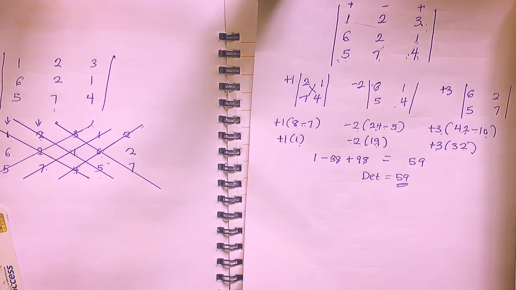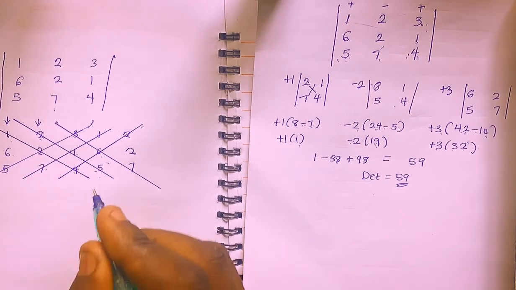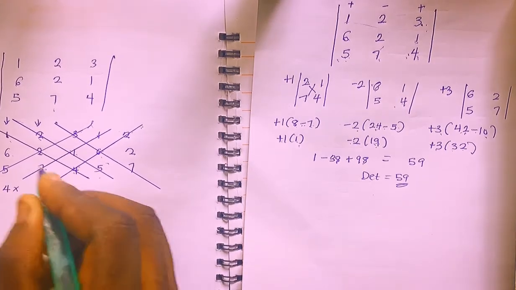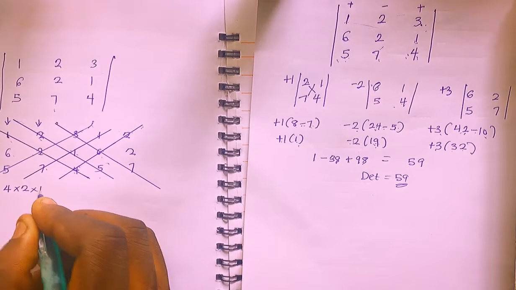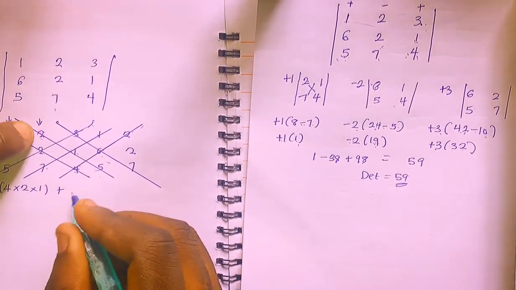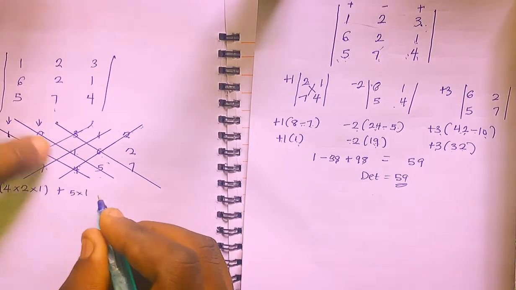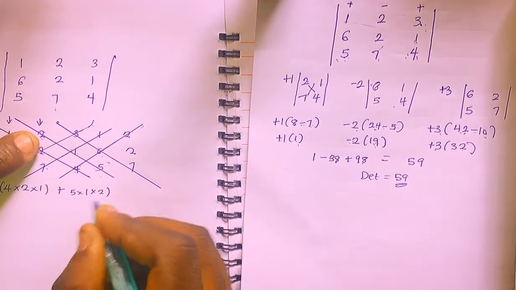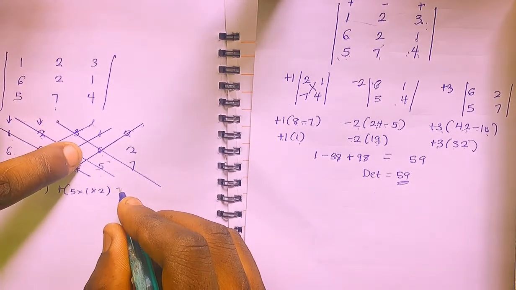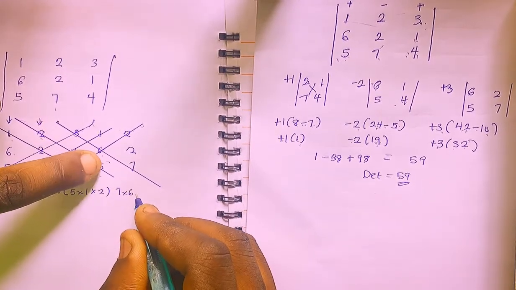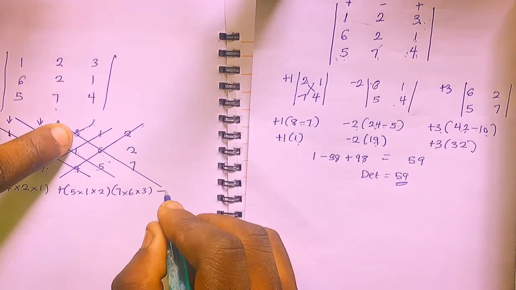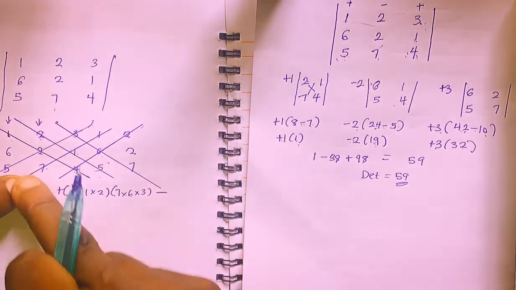Now let's proceed to the calculations. Here we're having 4. You start from 4. That will be 4 times 2 times 1. Can you see it down? Into brackets, plus the next row. We're having 5 times 1 times 2. Can you see it? You put it inside brackets. The third one we're having 7 times 6 times 3. You put it into brackets. Then you subtract it from another line like this.